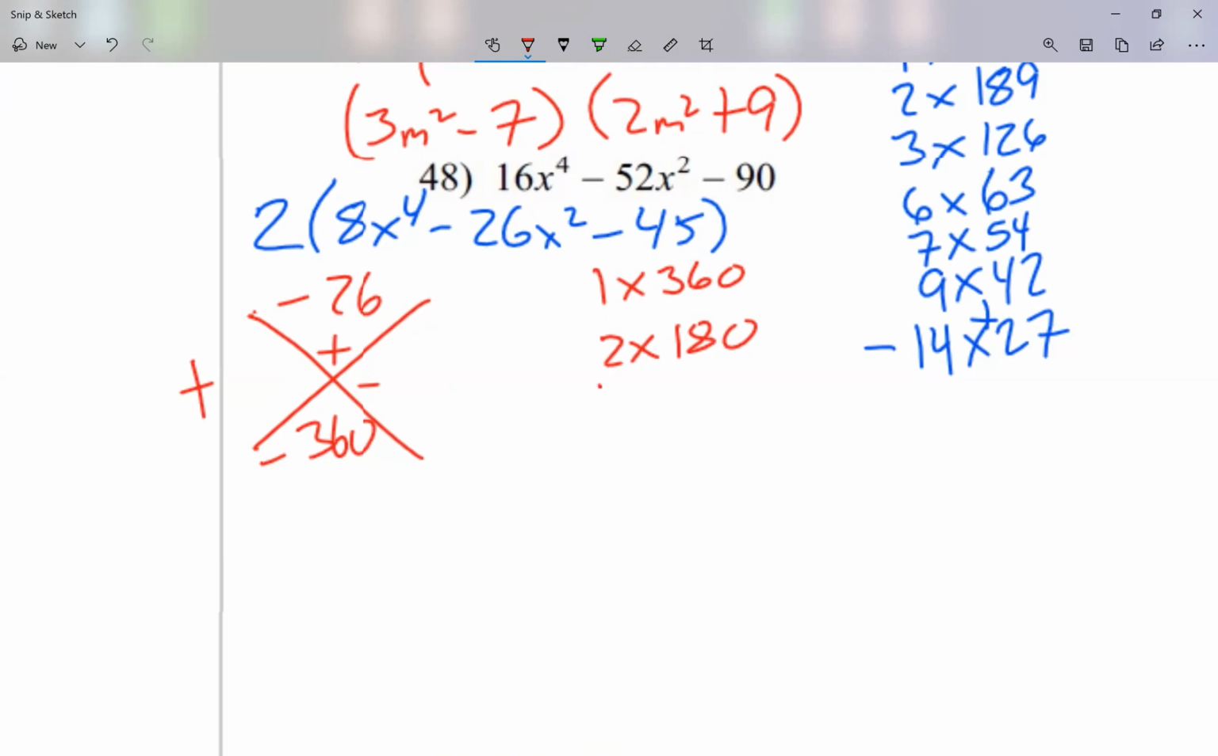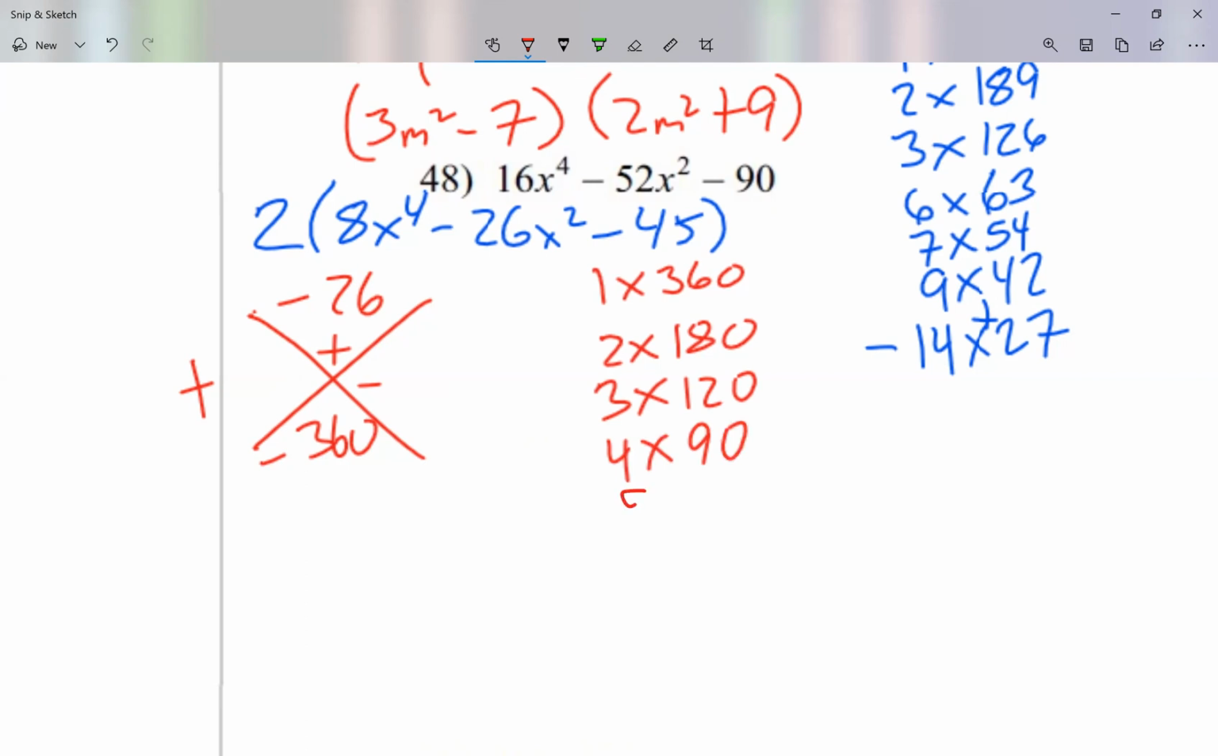I have 3 times 120, and when I subtract them, it is not 26. How about 4? I have 4 times 90, and it still doesn't work.